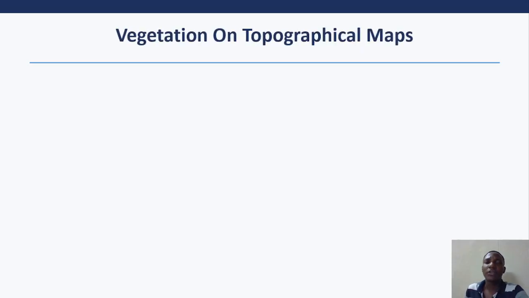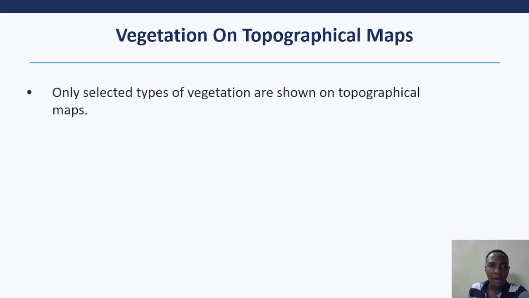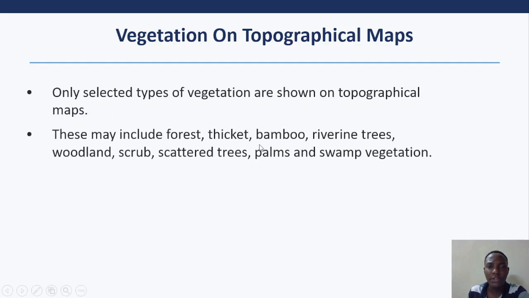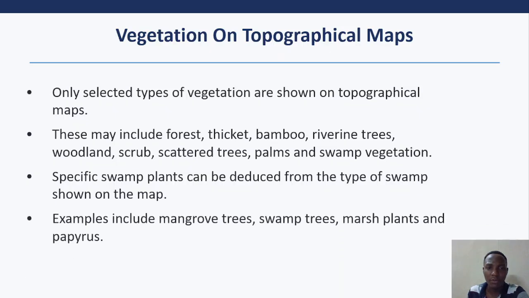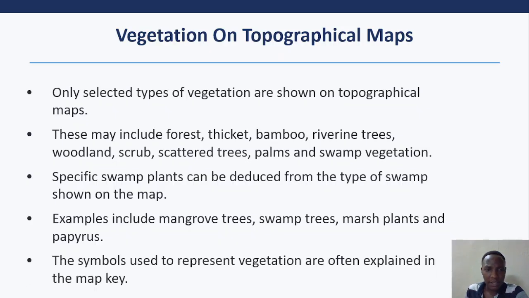Moving on, let's see the vegetation on topographical maps. Here we'll see how vegetation can be observed and described on these maps. Only selected types of vegetation are shown on topographical maps. These may include forest, thicket, bamboo, riverine trees, woodland, scrub, scattered trees, palms, and swampy vegetation. Specific swamp plants can be deduced from the type of swamp shown on the map. Examples include mangrove trees, swamp trees, marsh plants, and papyrus. The symbols used to represent vegetation are often explained in the map key.